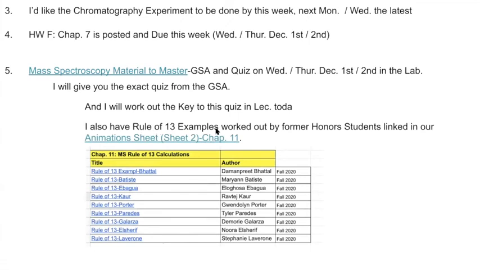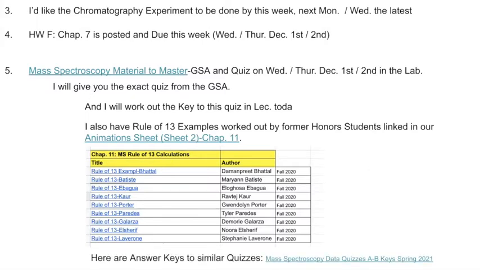And I have some rule of 13 examples worked out from last year's honor students. So there's a bunch of rule of 13 practices you could try if you want. It's on our animation sheet, but it's on the sheet 2. If you look down at the bottom of the animation sheet, sheet 2, chapter 11.